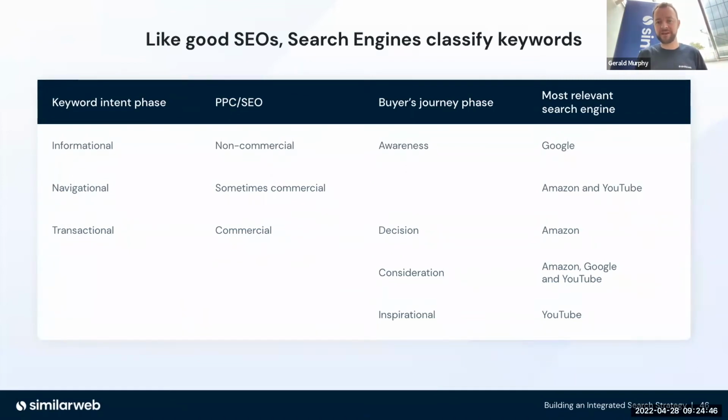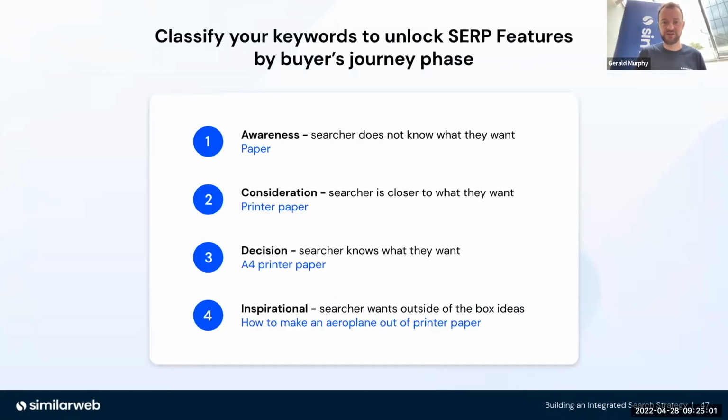The best way to segment your keywords is by what we call the buyer's journey. And this indirectly starts to build your integrated search strategy across Google, Amazon, and YouTube. What we want to be doing is segmenting our keywords into awareness, consideration, decision, and inspiration. So here's how to do it. Simply using those 4 categories, start to look at your keywords and think about what is the best category to put that keyword in. So let's imagine, for example, you work for a stationery company. The word paper would be what we call an awareness keyword, because the searcher doesn't know what they want.